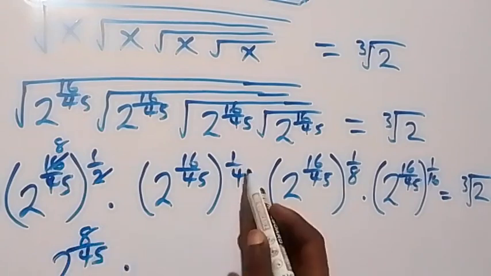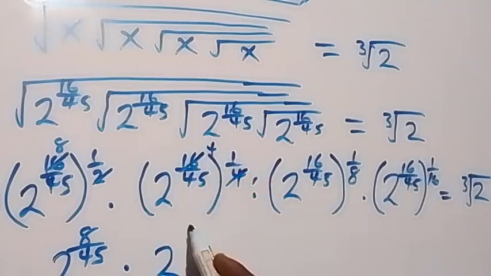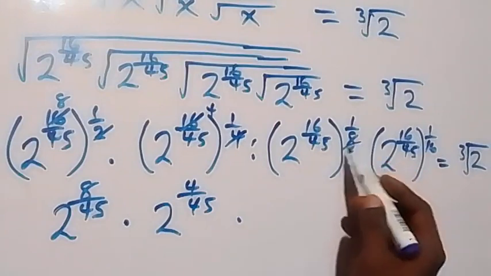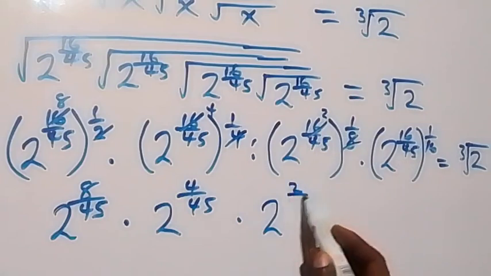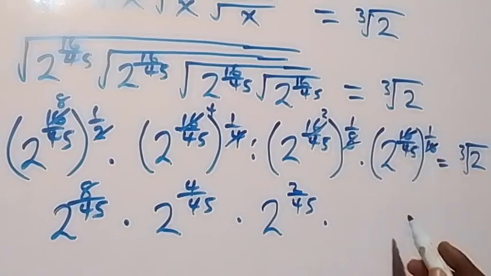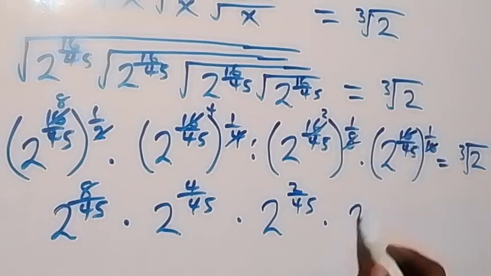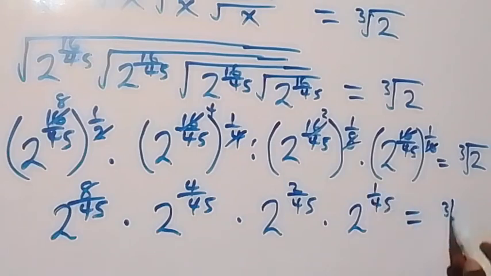Then times here 4 here 1, 4 here 4. So this remains 2 raised to power 4 over 45. Then times also here multiplies, and 8 here 1, 8 here 2. So this remains 2 raised to power 2 over 45. Then times also here 16 1, 16 1. That remains 2 raised to power 1 over 45 from there, which is equals to cube root of 2 from here. Then now this base are the same and they multiply.